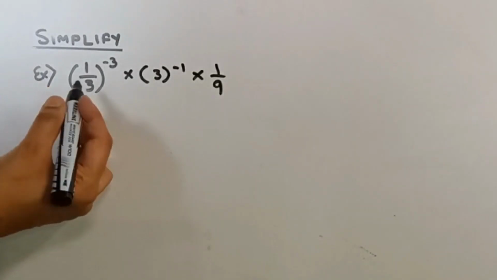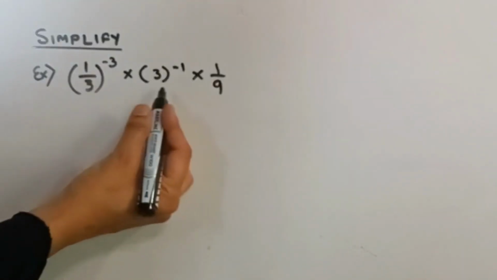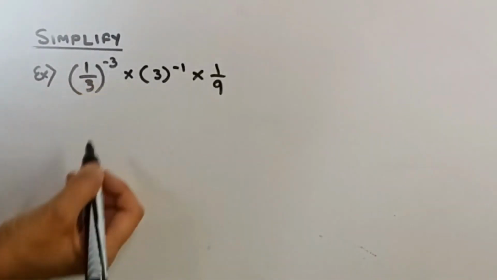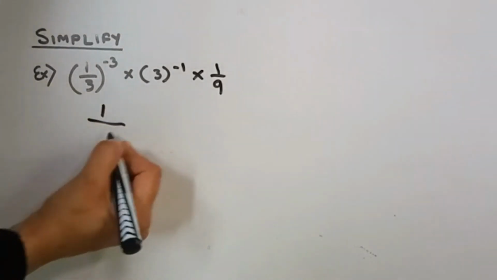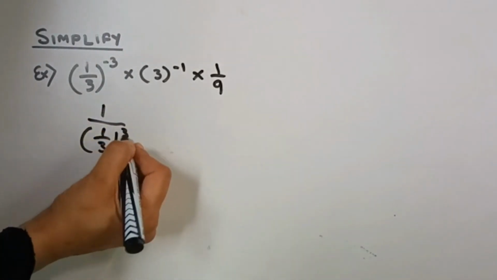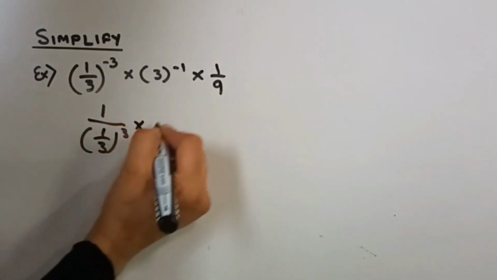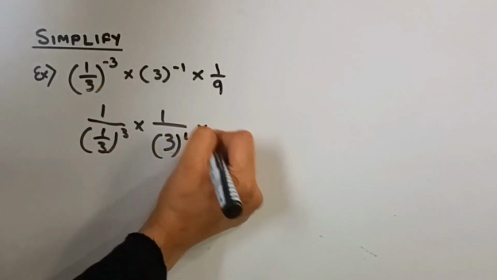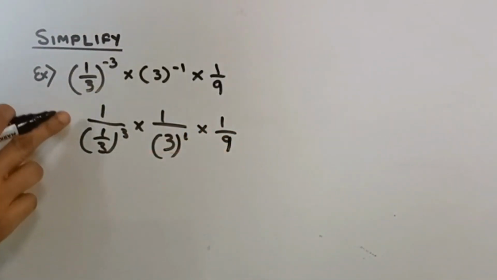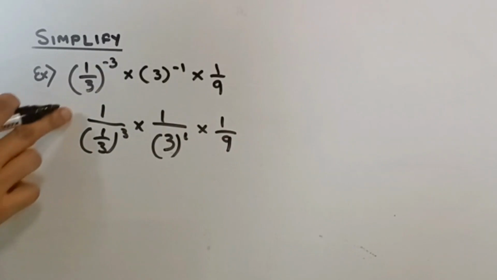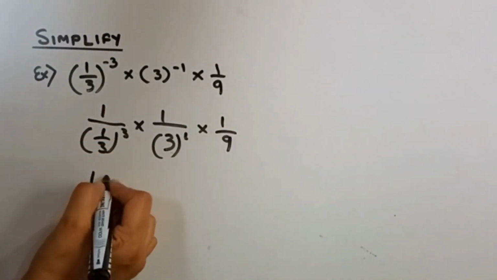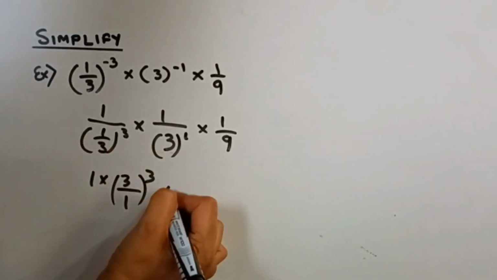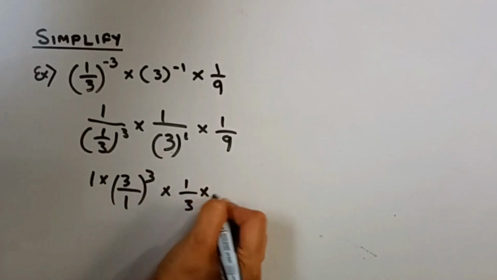The second example, 1 upon 3 raised to minus 3 into 3 raised to minus 1 into 1 by 9. So what we will do first, we will make this power positive. For this we are writing it as 1 upon 1 by 3, this whole raised to 3, into 1 upon 3 raised to 1. See, power became positive, into 1 by 9. Now we are going to solve this first. So this is 1 upon 1 by 3, so we'll write it as 3 by 1, this whole raised to 3, into 1 by 3 into 1 by 9.